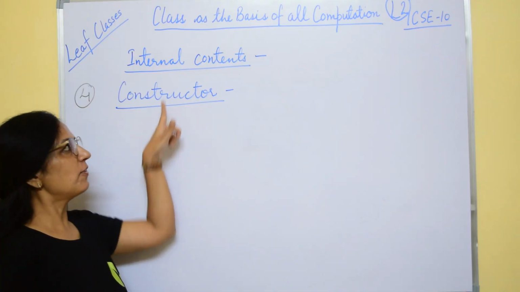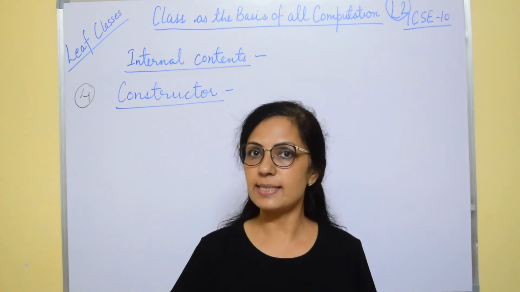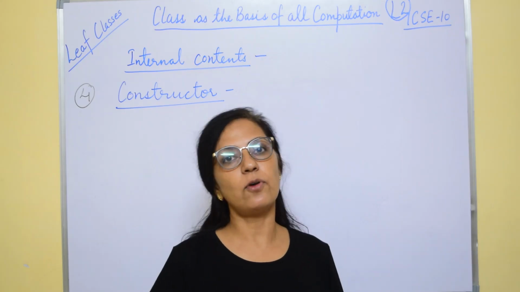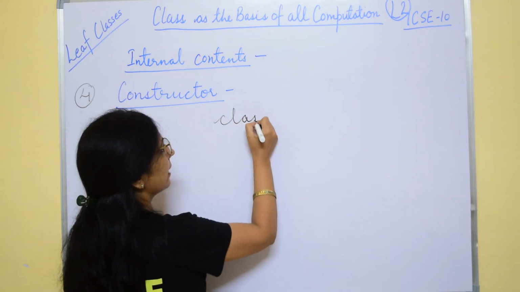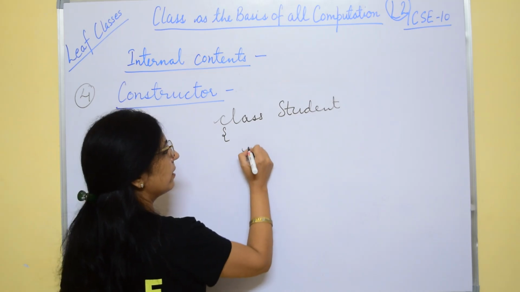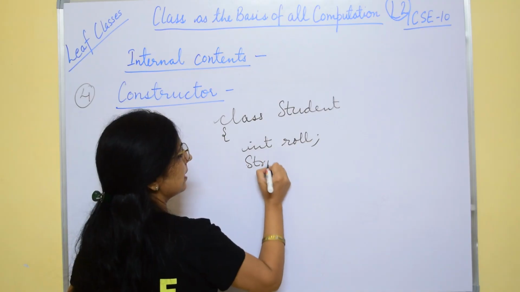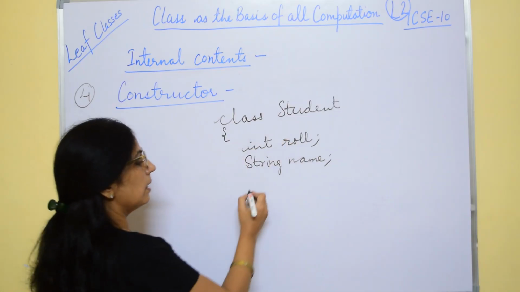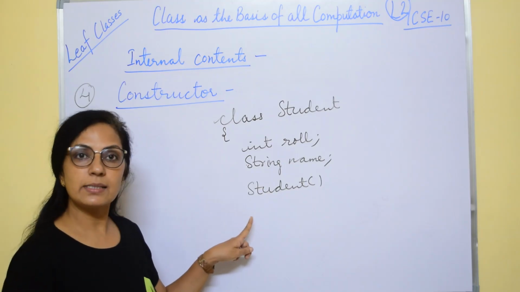And the fourth component of internal content is constructor. Constructor is also a member method which has the same name as your class name, and constructors are basically used for initializing the data members. Let us take one example. If I have taken a class, say student, and here I have written the data members as roll number and say string name, and here if I use a function with the same name, then this function is known as constructor.